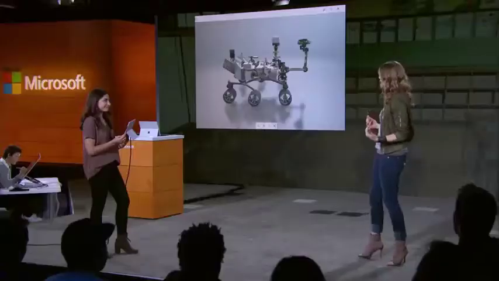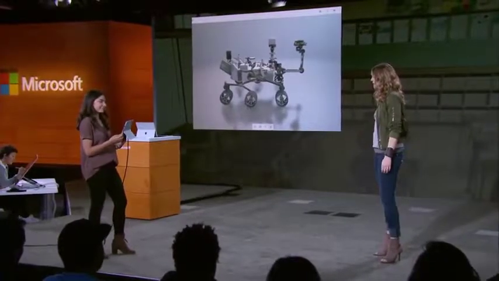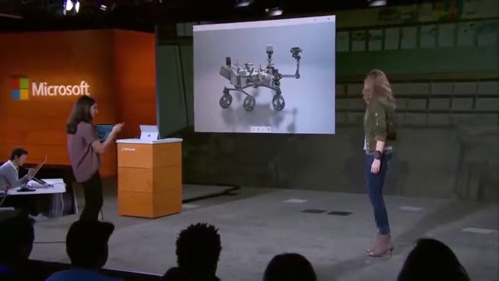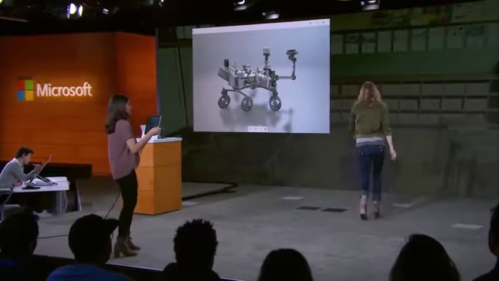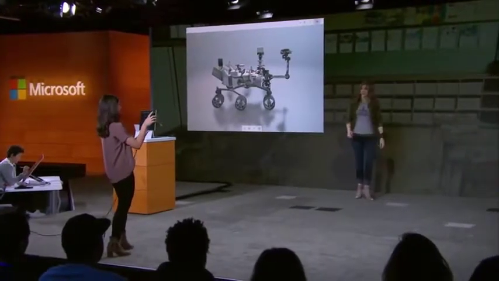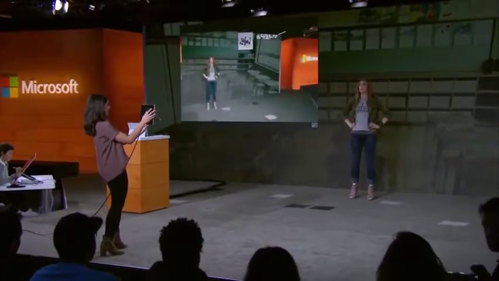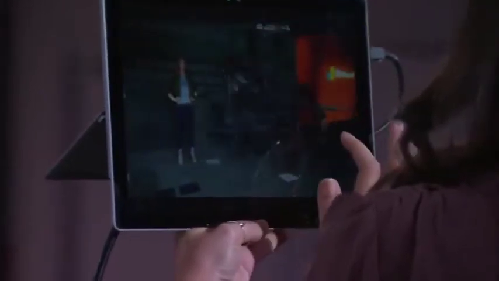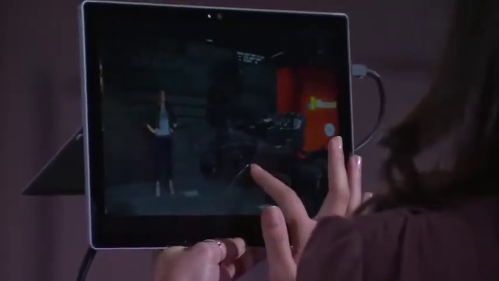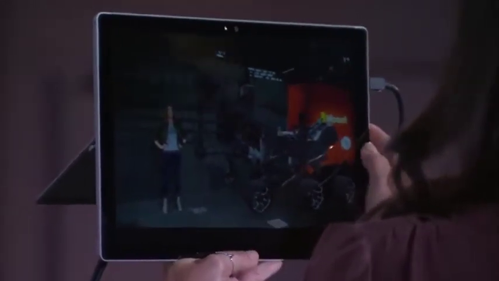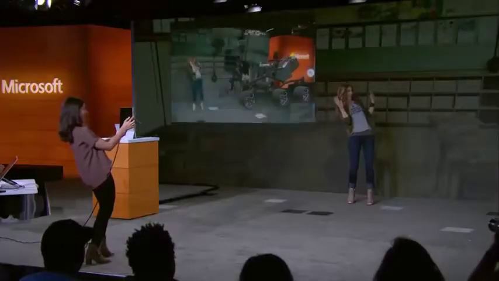Okay, so Amy, I'm 5'11". How big is the Curiosity? Let's find out. You could head towards the back of the stage. Okay. I'm going to drop the rover right next to you. Like about here? Perfect. Okay, here we go. Nice. Let's capture this.